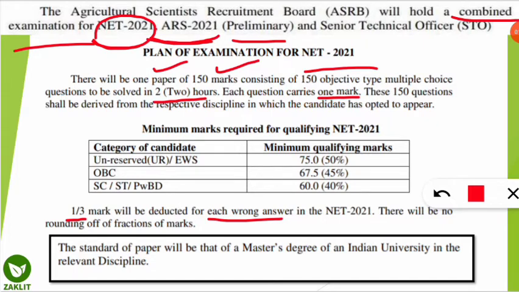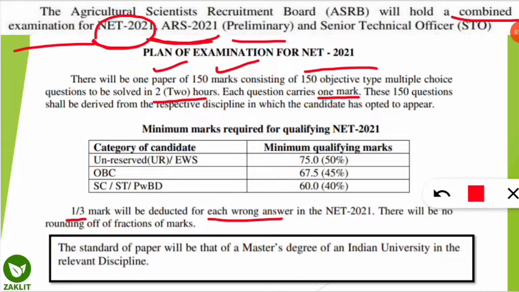So negative marking is here, you have to keep this in mind. It is not like the UGC-NET examination marking scheme, because in UGC-NET there is no negative marking, but here in ARS-NET there is negative marking. So what you have to do? Tip number 1 is you should focus on accuracy more than the number of attempts. So whichever questions you attempt, make sure that you are sure that this is the correct option.